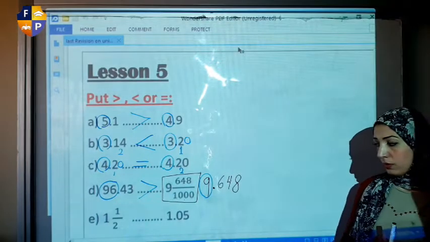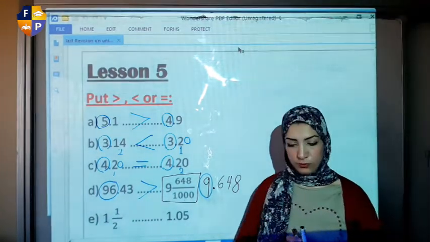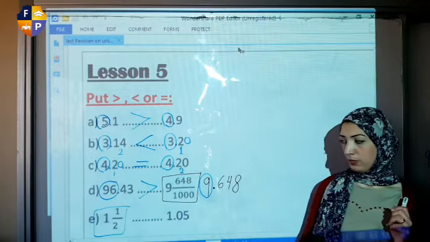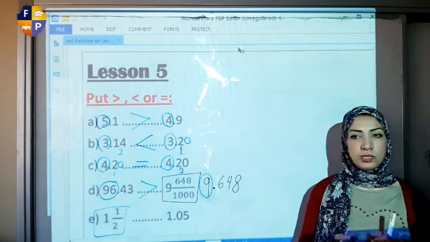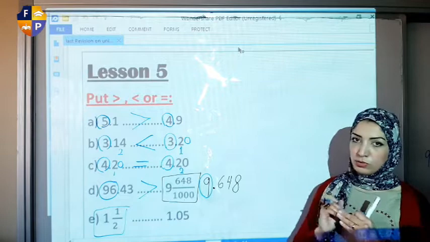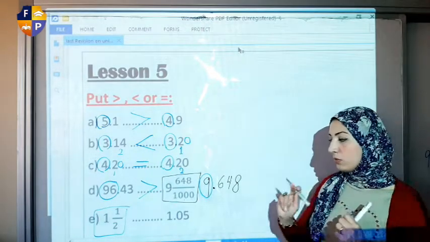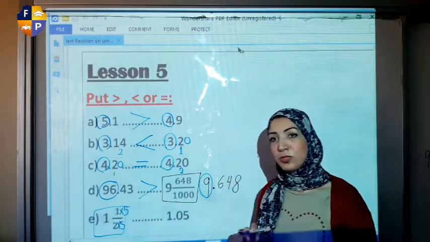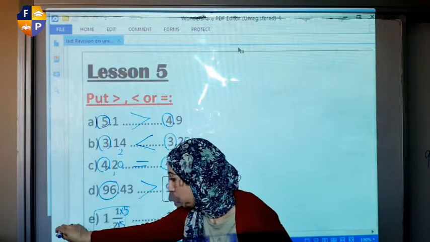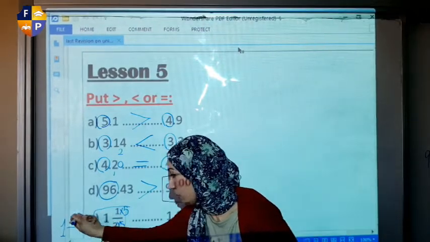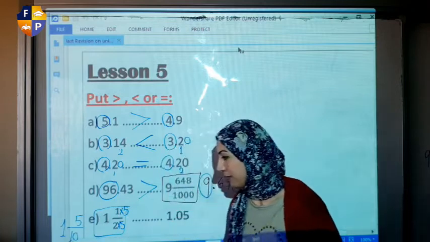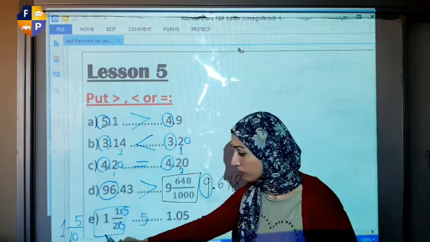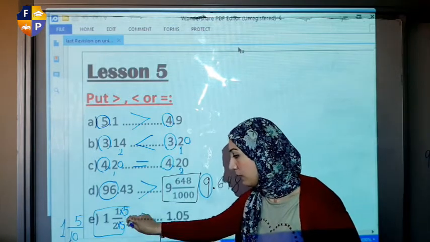Next one, 1 and 1 over 5, 1.05. First we have to change this mixed into decimal. So as we know, to change any fraction into decimal, you have to change the denominator into 10, 100 or 1000. So here we have to multiply 5 for the denominator and multiply 5 for numerator. So the new fraction will be, we will write 1 by 5 equal 5, 2 by 5 equal 10. So now we can change this fraction into decimal. We will write 5, decimal point after 1 digit, then write 1.